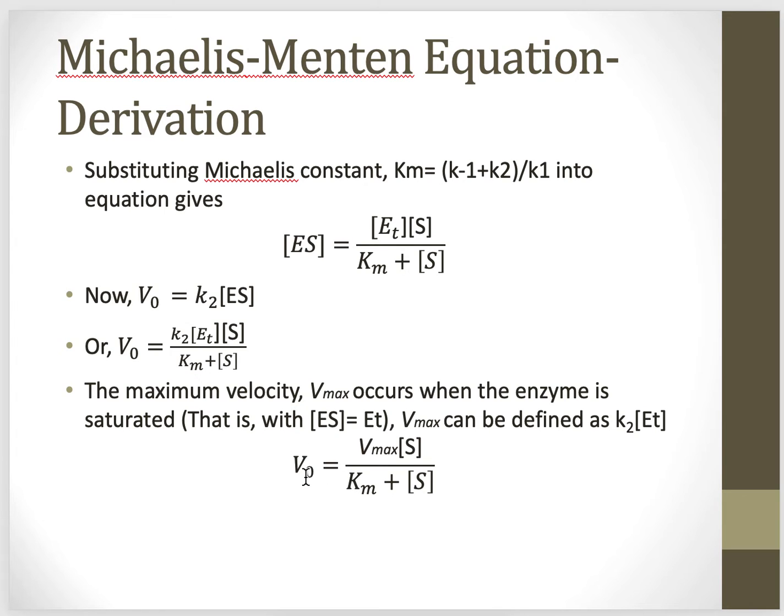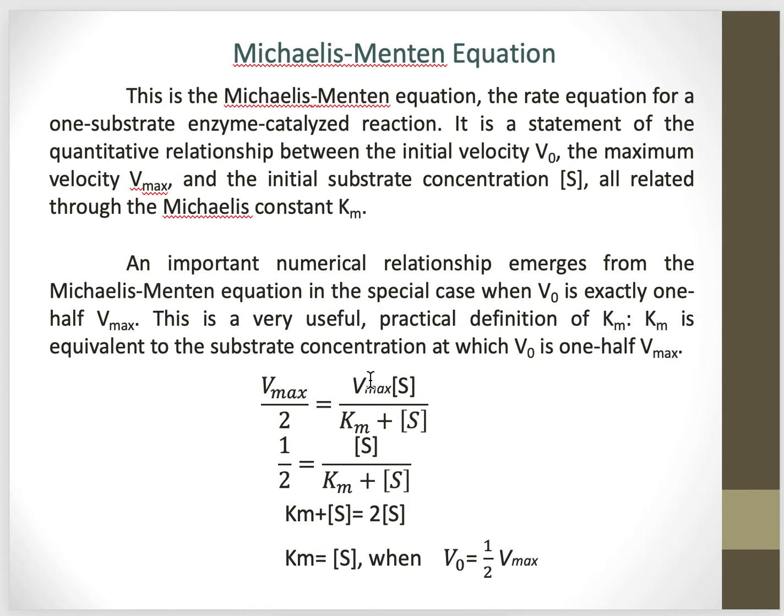Vmax. The equation becomes V0 equal to Vmax times substrate concentration divided by Km, the Michaelis-Menten constant, plus substrate concentration. So this is the Michaelis-Menten equation, and it's the rate equation for a one-substrate enzyme-catalyzed reaction. This equation is a statement of the quantitative relationship between the initial velocity V0, the maximum velocity Vmax, and the initial substrate concentration, all related through the Michaelis constant Km.